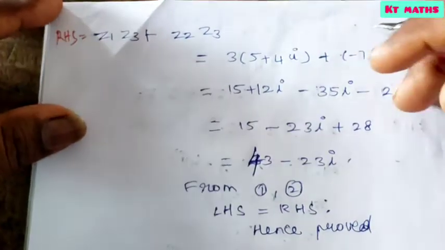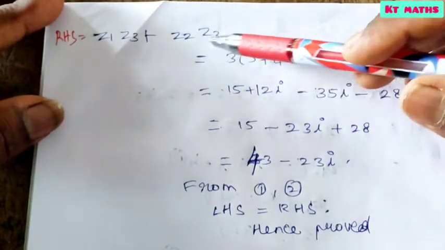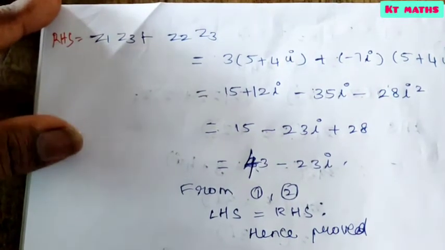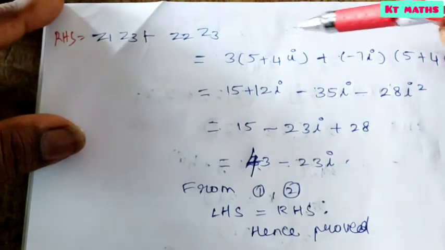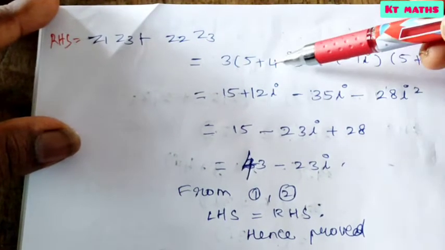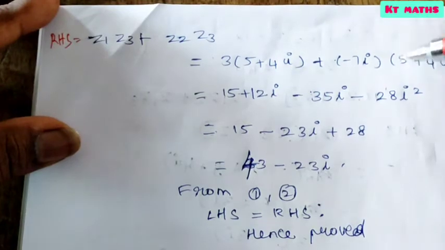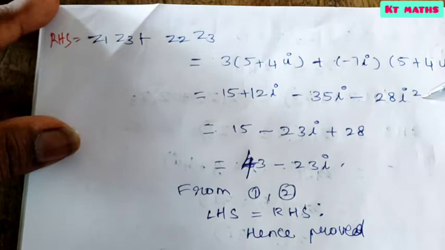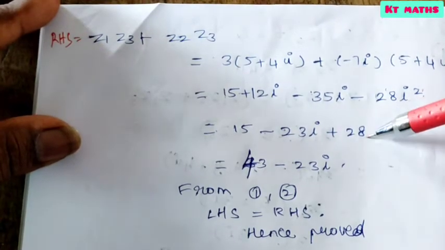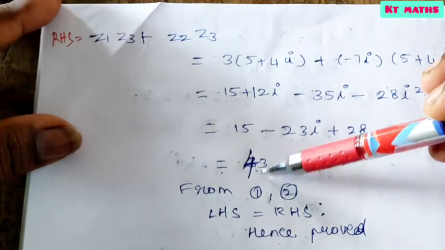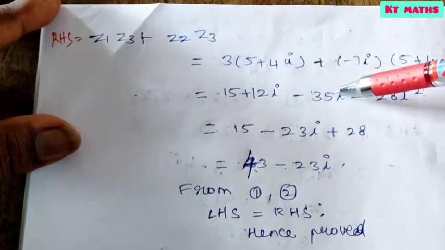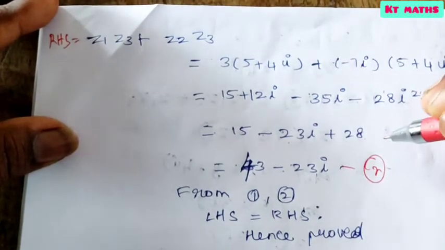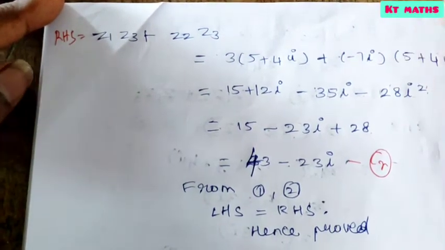Now RHS is equal to z1 z3 plus z2 z3. So 3 into (5 plus 4i) plus minus 7i into (5 plus 4i). Multiplying, 3 into 5 is 15, plus 3 into 4i is 12i, minus 7i into 5 is minus 35i, minus 7i into 4i is minus 28 i squared. i squared again is minus 1, so plus 28. 15 plus 28 is 43, 12 minus 35 is minus 23i, which is equation number 2. So from 1 and 2, LHS is equal to RHS.